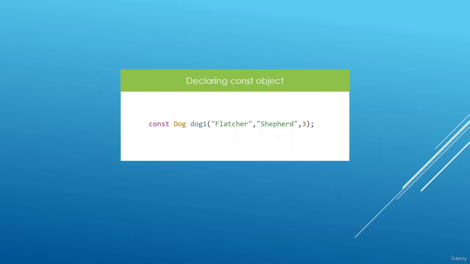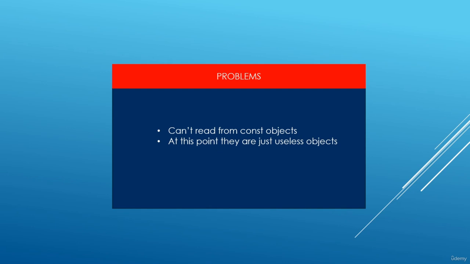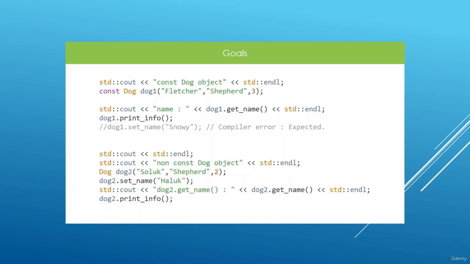But the problem is, if we try to use a const object and try to do things with it, we're going to have serious problems. We have seen that in many cases, we want to be able to read from a const object because the compiler thinks that our getters are potentially going to modify the const object. The compiler is going to try and protect the constness of the object, and it won't allow us to read from the object. And from this perspective, these objects are really going to be useless because we can't do things with them. So let's make our goals clear here.